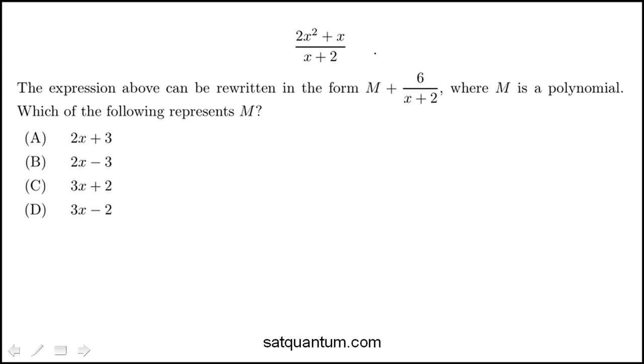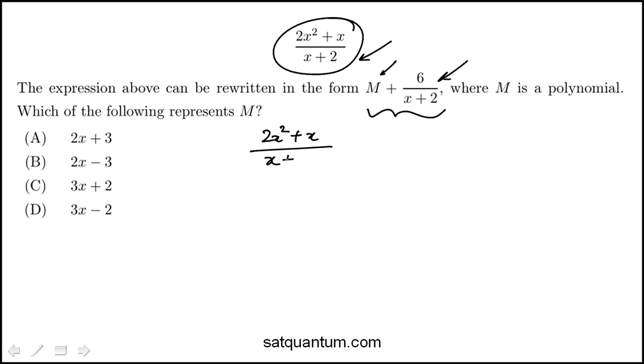So on the SAT, you will see several variations of this type of question where they're really just asking you to rewrite that expression in this particular form, where m is a polynomial. It depends on x. And there are three different ways you can do it, because these expressions are equivalent, which means that they are identical for all values of x.